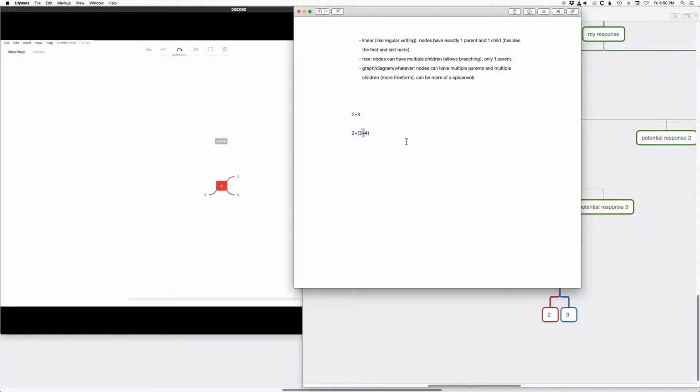Okay, so first we do 3 plus 4, I think, and then we get that result and add it with 2. That is mathematically correct. So it'd be more like 3 and 4, and then the output of that would be 7. Don't worry about output.